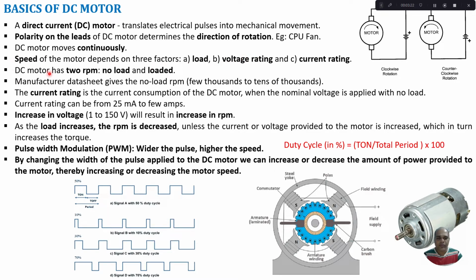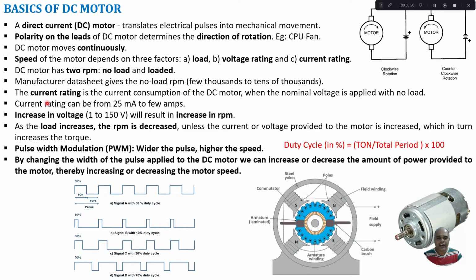The DC motor has two RPMs: one is the no load RPM and the other is the loaded RPM. Whenever we purchase a DC motor from a market, it states that it is a 100 RPM DC motor or a 1000 RPM DC motor. This 100 RPM or 1000 RPM represents its speed under no load condition. When we connect the load, automatically the speed of the DC motor will get reduced.